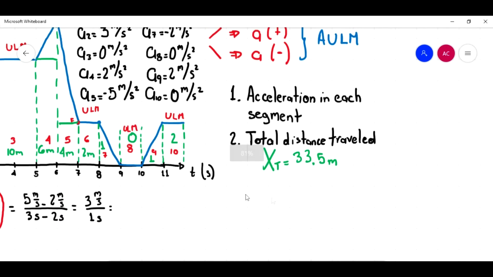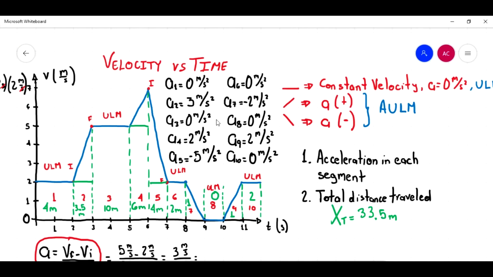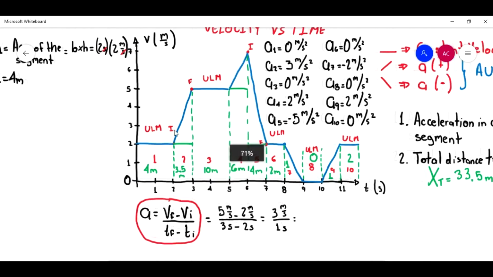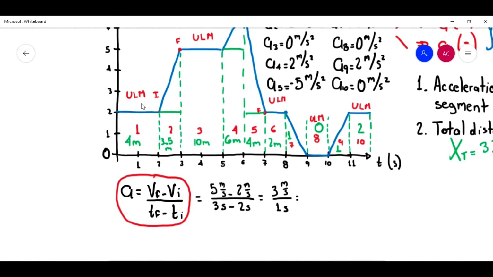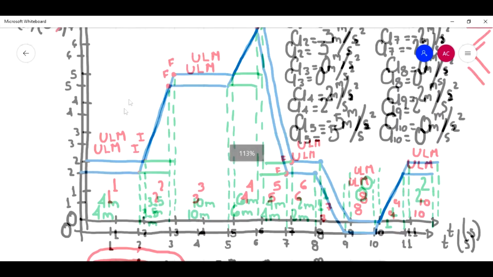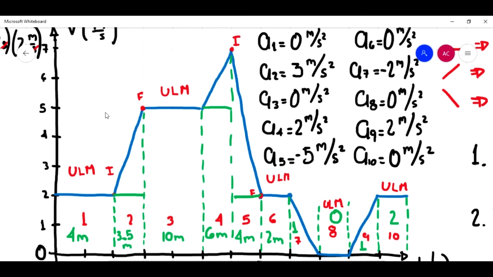Well, this was the example of a graph of velocity versus time. I hope everything is clear. A horizontal line means constant velocity. And if we have an inclination, in that case, it will be an increase or decrease in velocity. So that is a change in velocity. If we have a change in velocity, that means that I have acceleration.